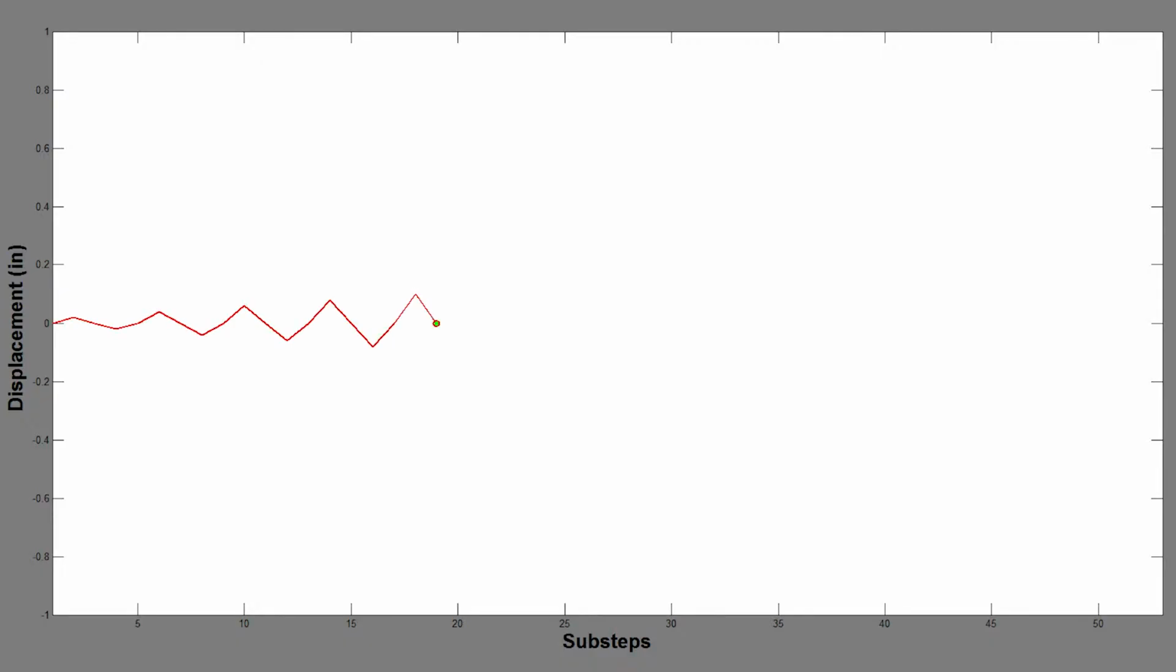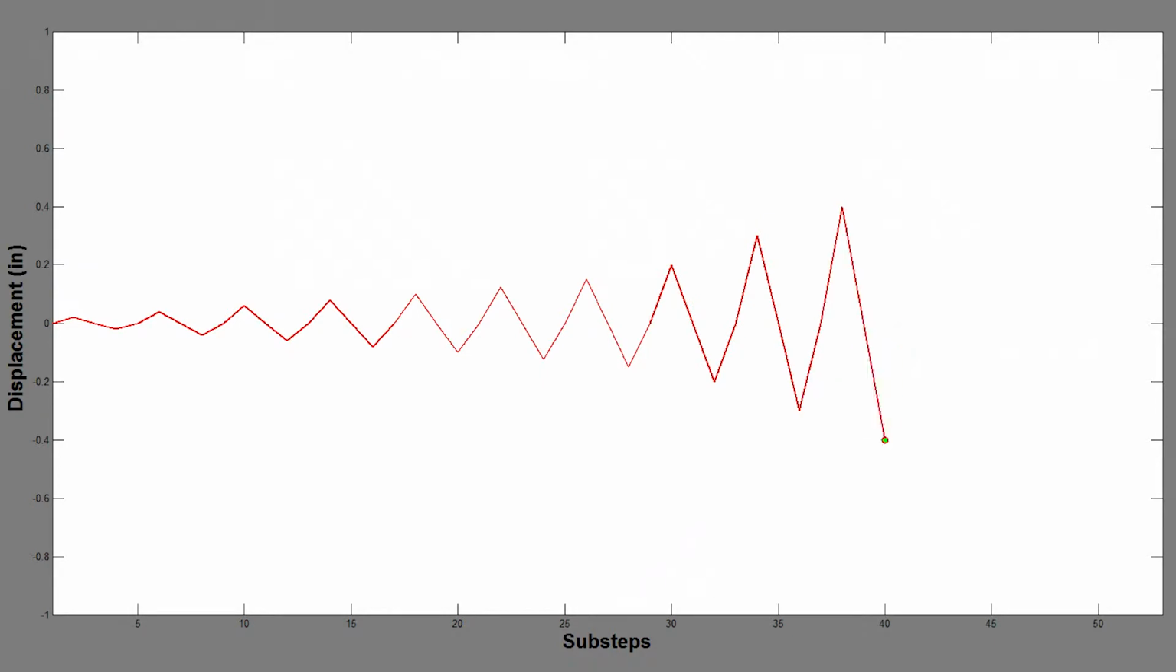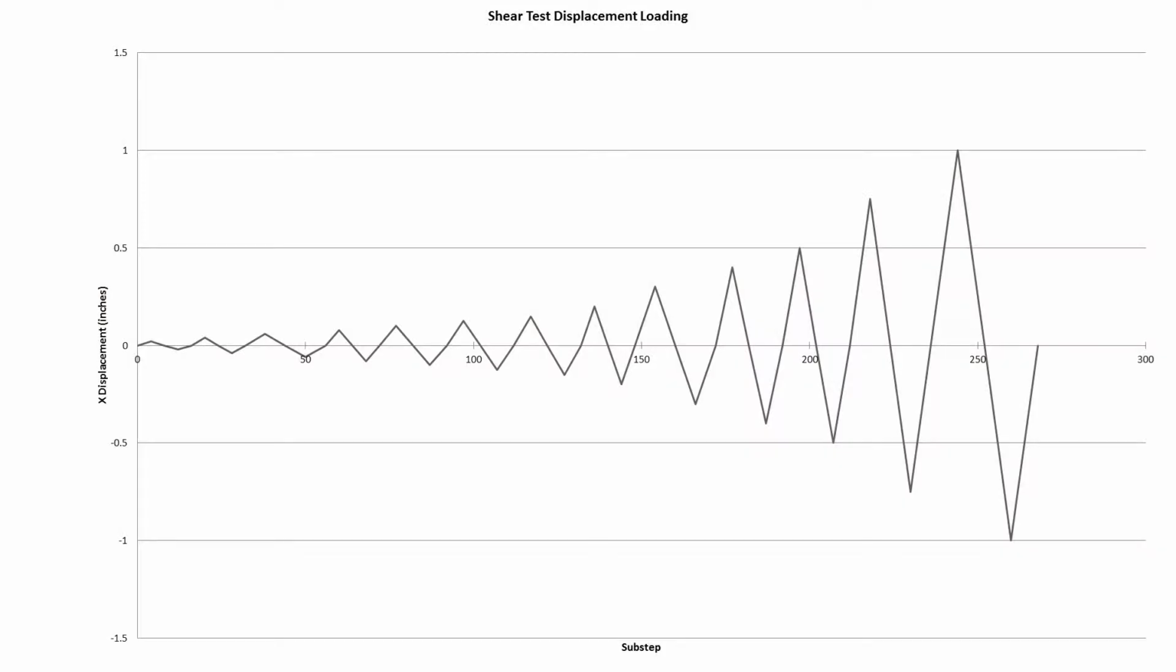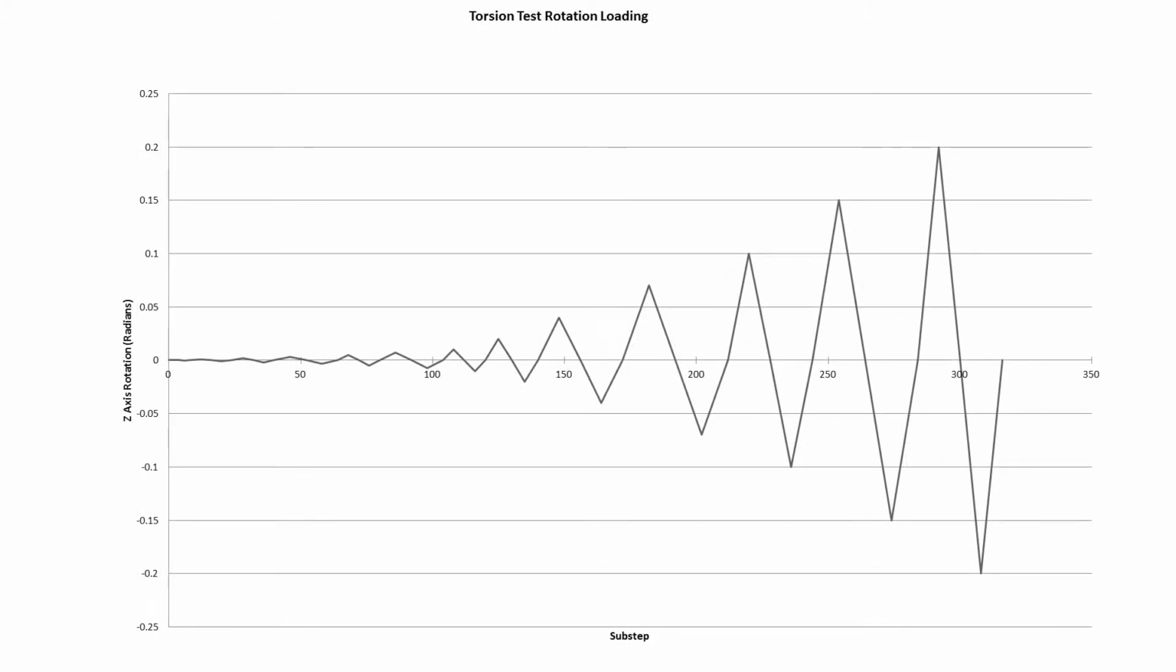Loading directions are determined for the application of shear and pure torsion. Levels of displacement are applied in these directions cyclically with increasing amplitude until reaching the point of failure. The shear and pure torsion loading cases are shown. The loading applied is plotted as a function of time, displaying the cycles of increasing amplitude.